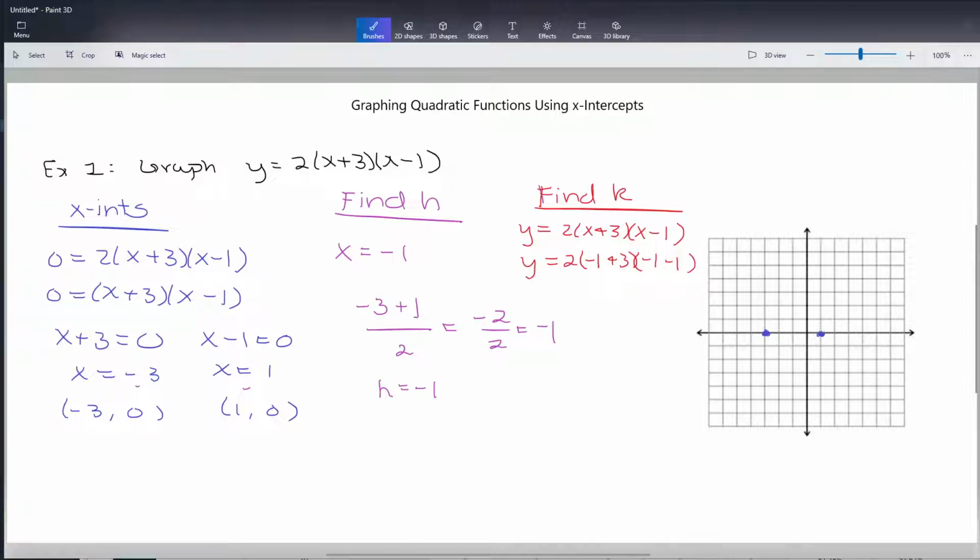Alright, so this is going to give me 2 times 2 times -2. Okay, so this is going to be -8. So this tells me that my vertex is the point -1, -8. Okay, so I'm going to go to -1, -8, and draw my vertex, and then I'm going to connect these with the best parabola I can.